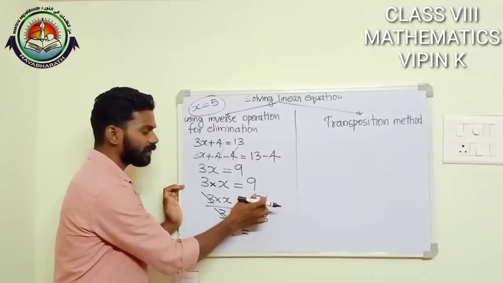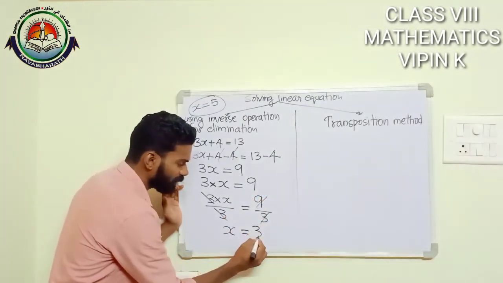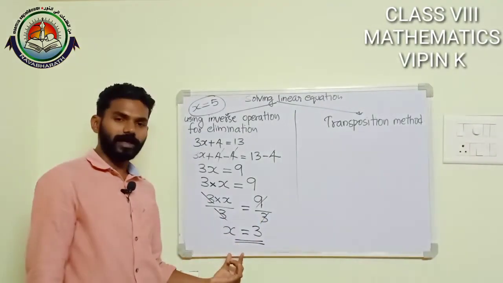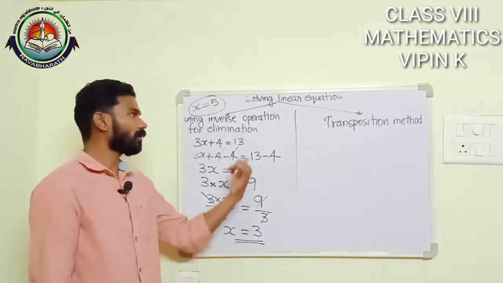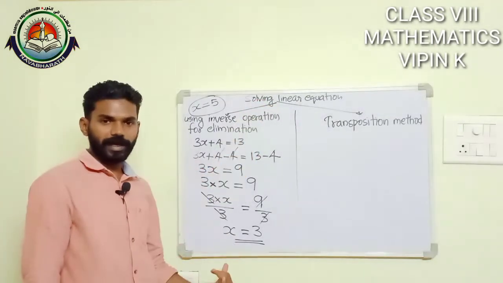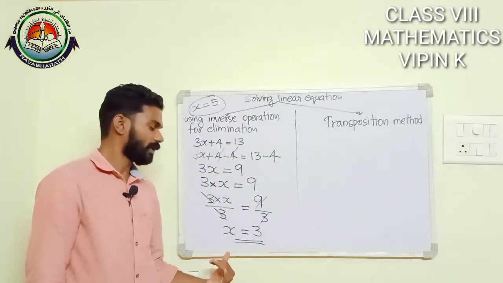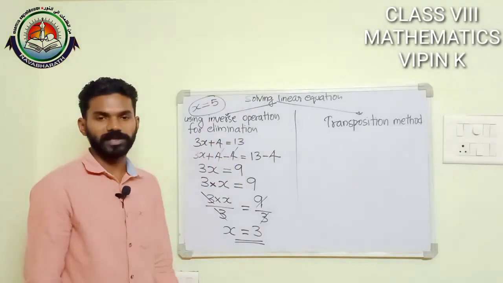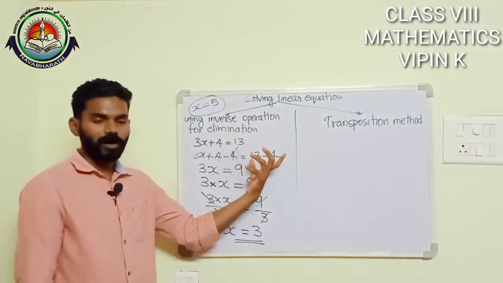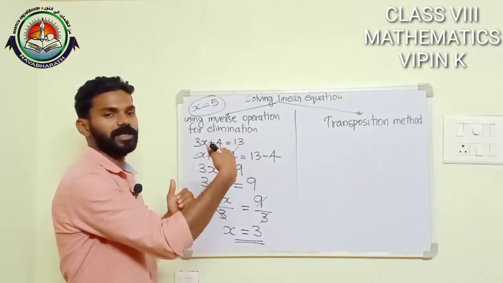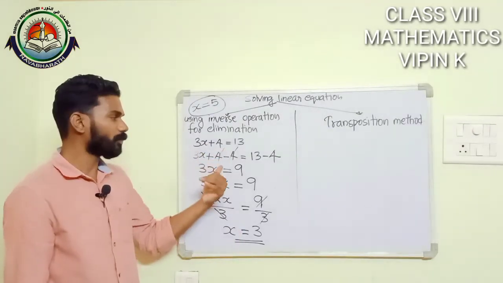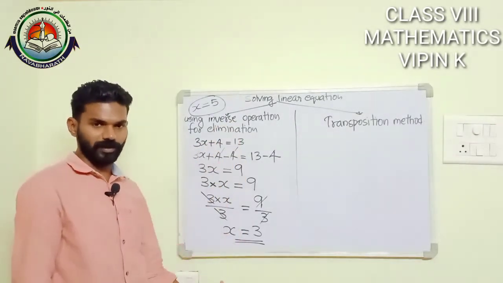How many 3's are there in 9? It would be 3. 3 3's are 9. So you find the value of x, or you find the solution of x. What is the solution of x? x equals 3. It is the solution of this given equation. Which method is used here? Inverse operation for elimination. This is done here. I hope you are clear about this method.